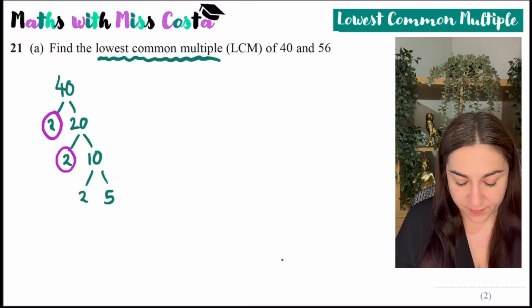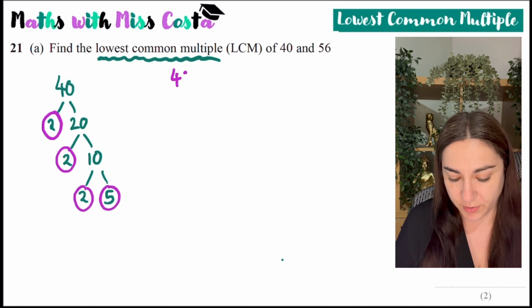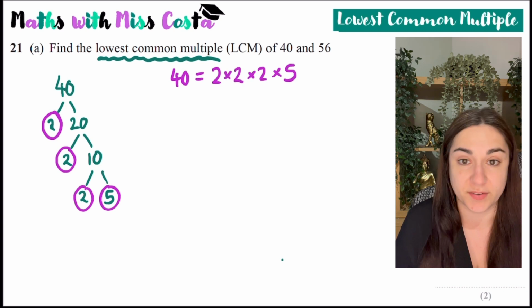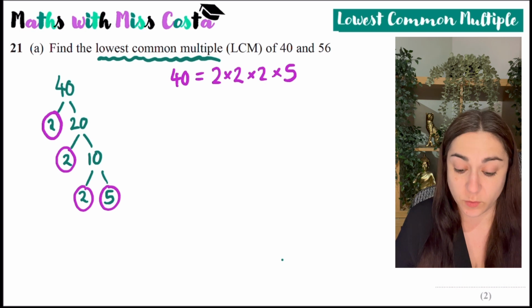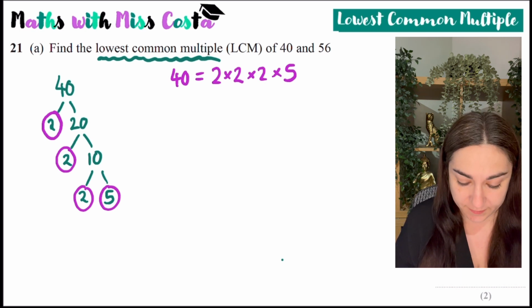So now I have written 40 as a product of its prime factors. So I know that 40 is equal to 2 times 2 times 2 times 5. I can double check that. 2 times 2 is 4, times 2 is 8, times 5 is 40.